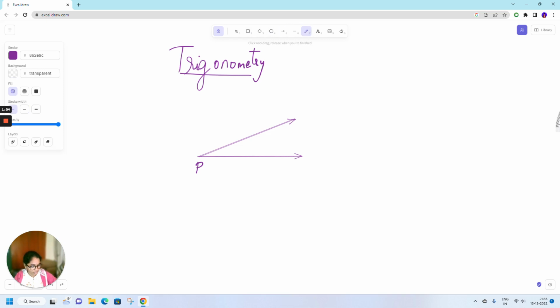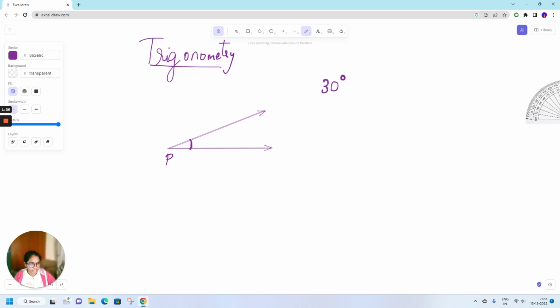Here comes the concept of degree. Basically, degree gives the distance between these two rays. How do you represent a degree? Suppose I have 30, I would write it as 30 degree. We denote it with a small 0 over the number.